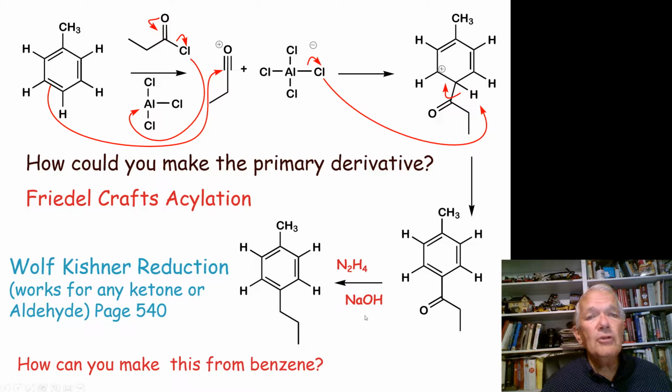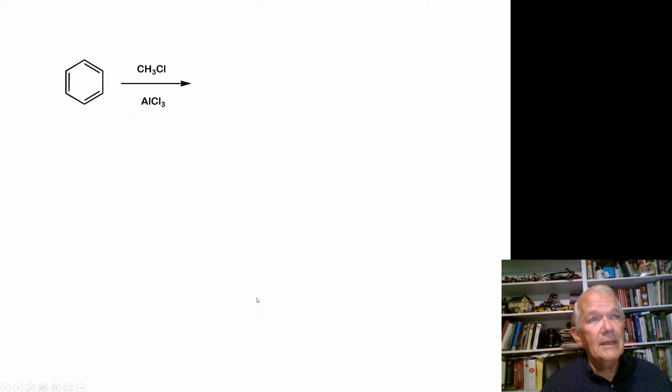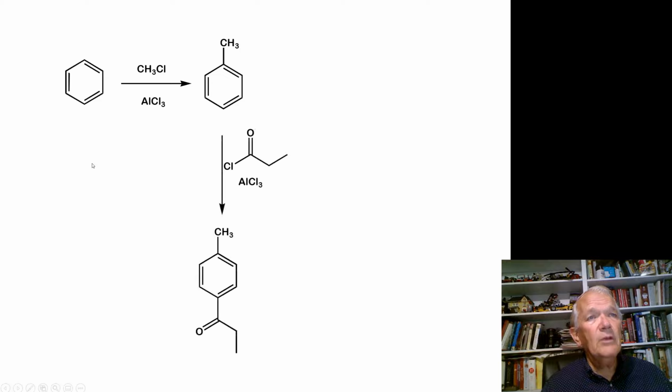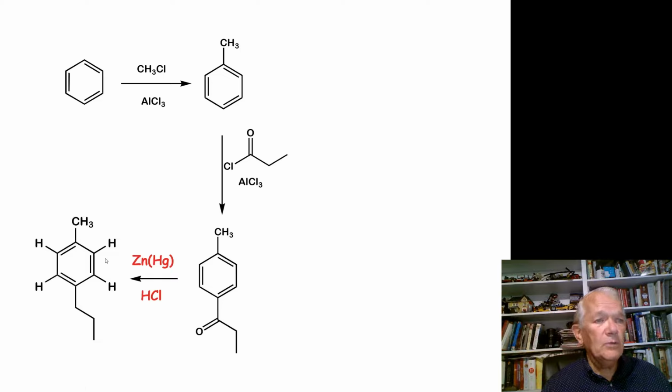Okay, so how could you make this molecule starting with benzene? So putting on benzene, we've got to put on a methyl group and a propyl group. Well, if we just methylate, in principle, we can go to toluene. That seems straightforward. We could then take that and add the acid chloride. So this looks like a good route. And then of course we reduce.